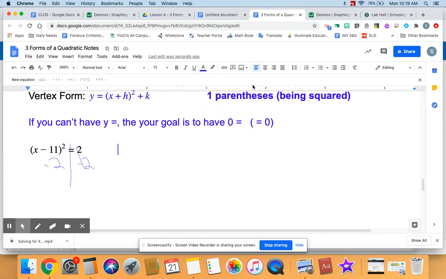So then my new equation will be, because that's all in a parentheses being squared, I can't minus 2 from any of it. So I just have to write -2 at the end. It's going to equal 0. And now I made my goal of having it equal 0. And now I have it in proper vertex form.